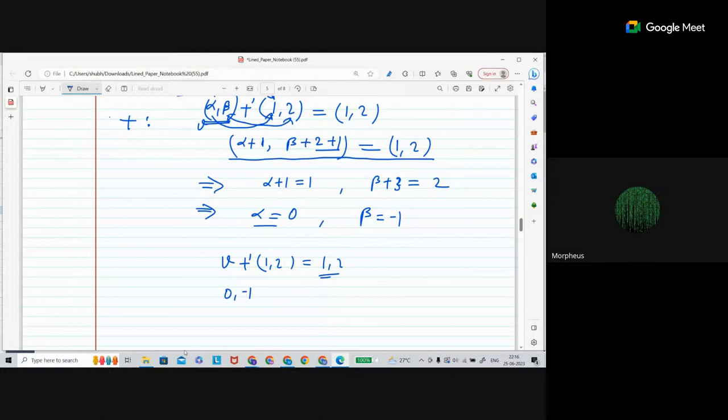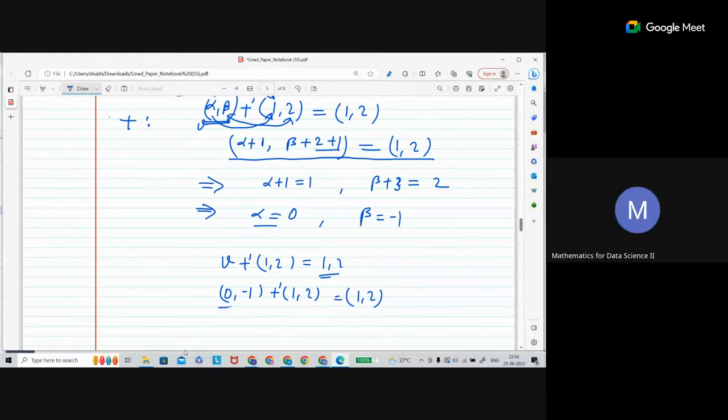Sir, could you give an example where the zero vector does not exist? Like, in which case? Yeah, I will tell you. Okay, I will tell you.